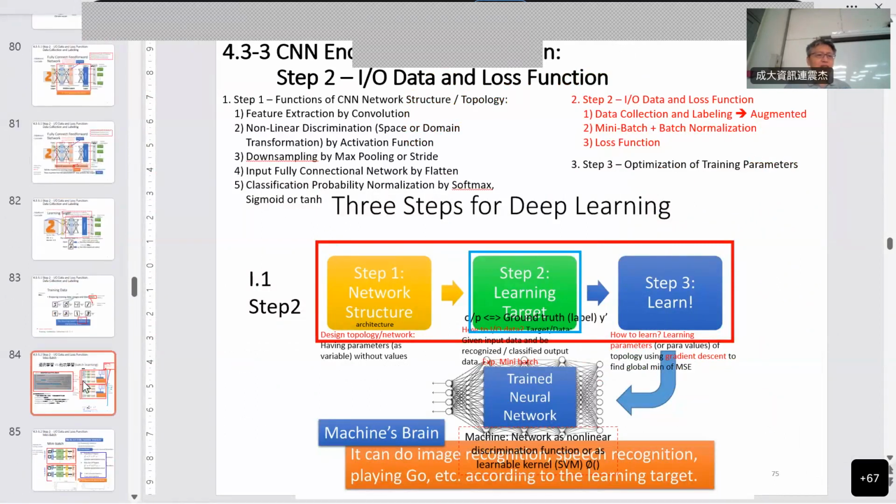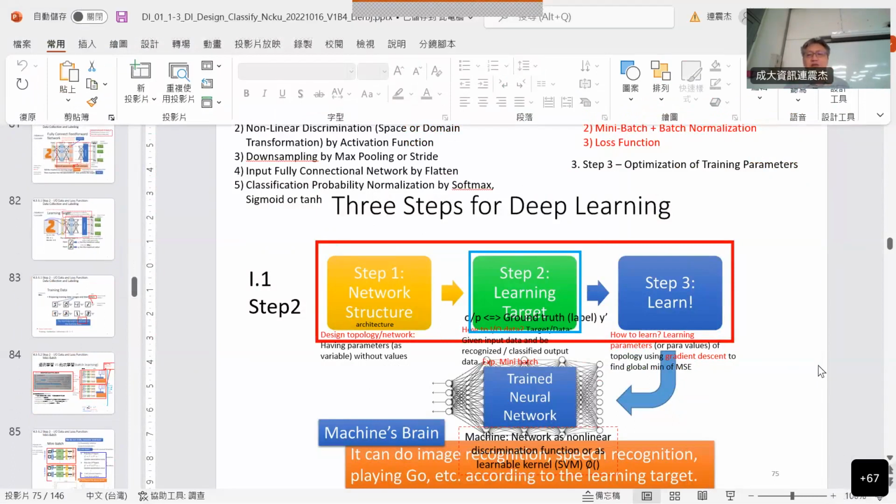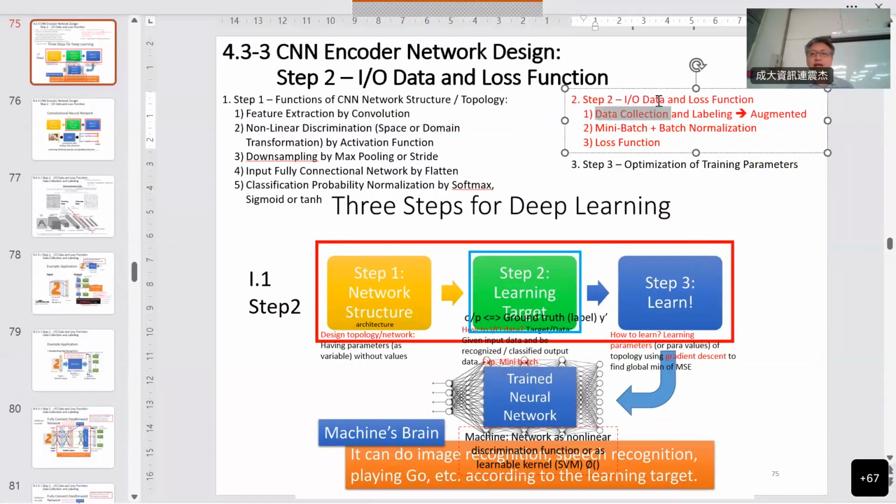For the second step, first of all, we need to collect the data and do the labeling. Suppose we do supervised learning, so we need to do the labeling here. Collect data, do the labeling, and if the data is not enough, in our homework, we already provide you on the homework.